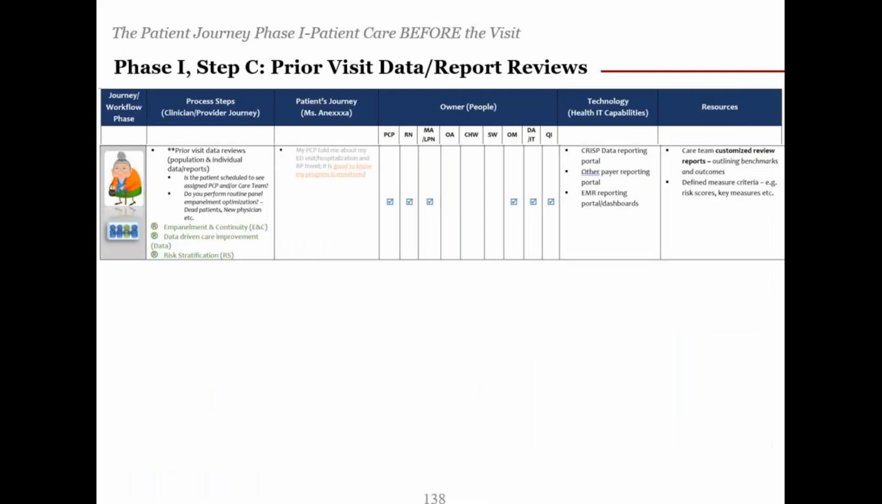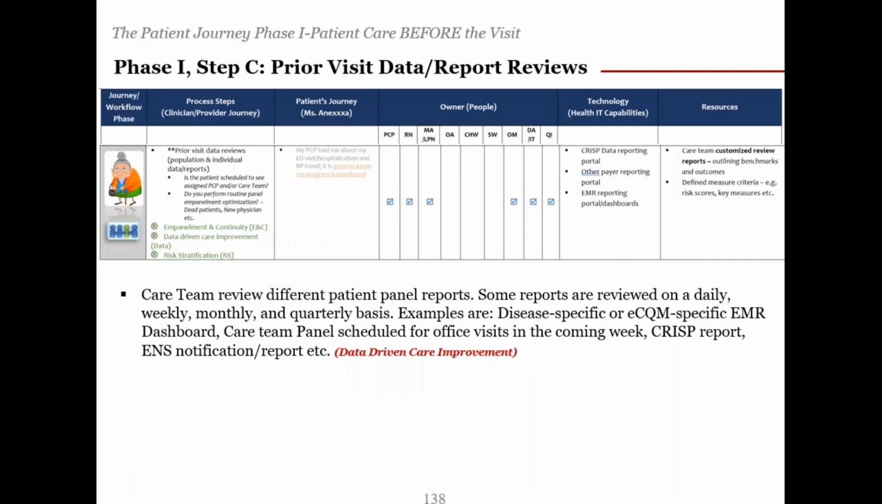Okay, and then for step C, we're looking at prior visit data and report reviews. So the care team will review different patient panel reports. Some are generated or populated in your EMR, and some are on the CRISP portal. Whatever the case may be, you may choose to look at disease specific, because a lot of people like to teach or work towards the test.